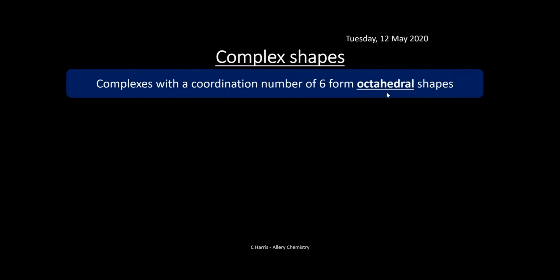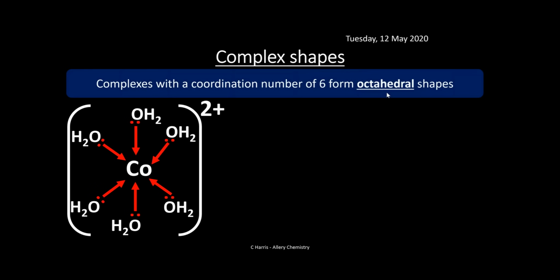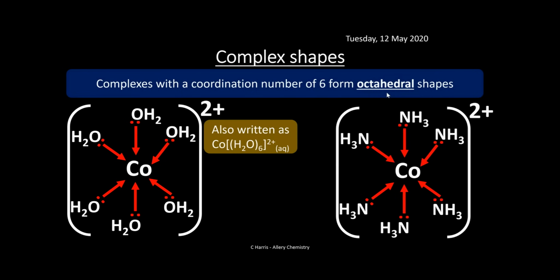So complexes with a coordination number of 6 form octahedral shapes. So here's an example here. We've got water surrounding a cobalt metal ion in the middle there. So it's also written as [Co(H2O)6] with your 2+ on the top there. So it's got a 2+ charge. And here's another one where you've got ammonia ligands surrounding the cobalt in the middle there. Again, that's classed as a small one, so it can also be written as that.